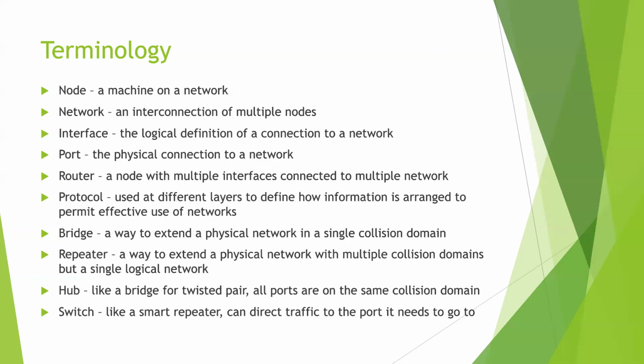Okay. A repeater is a way to extend that physical network with multiple domains, but a single logical network. So it looks like two separate physical networks, but all one logical network as far as the nodes on the network are concerned. And a hub is a device which is basically like a bridge for twisted pair networking. So if you think about your Ethernet twisted pair cable, you plug that into a hub, essentially that's one single network. Everything that's plugged into that hub is one single network.